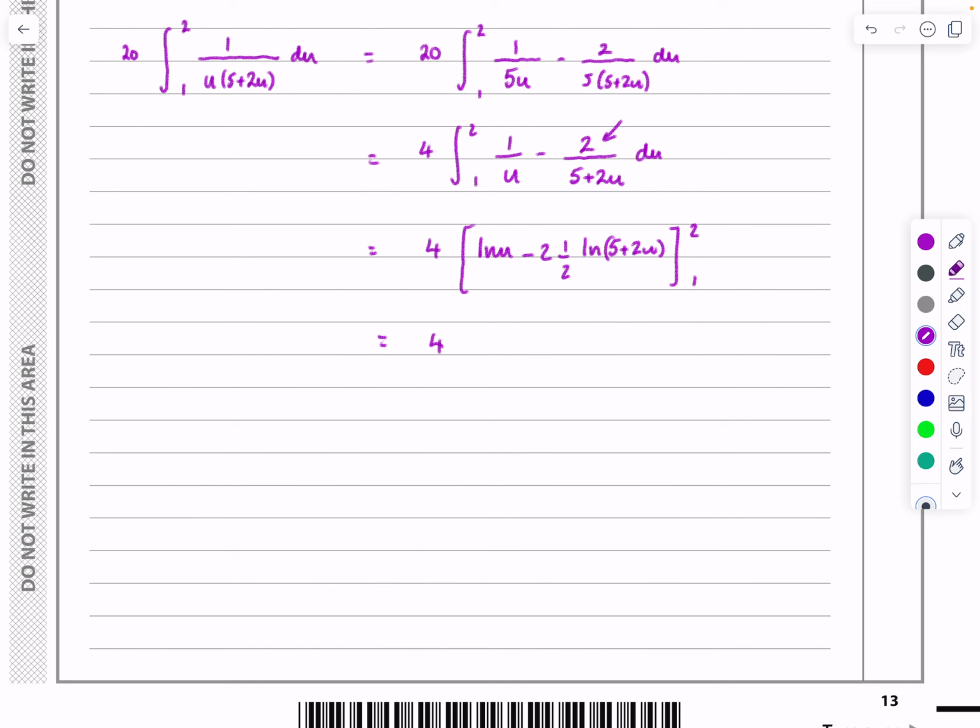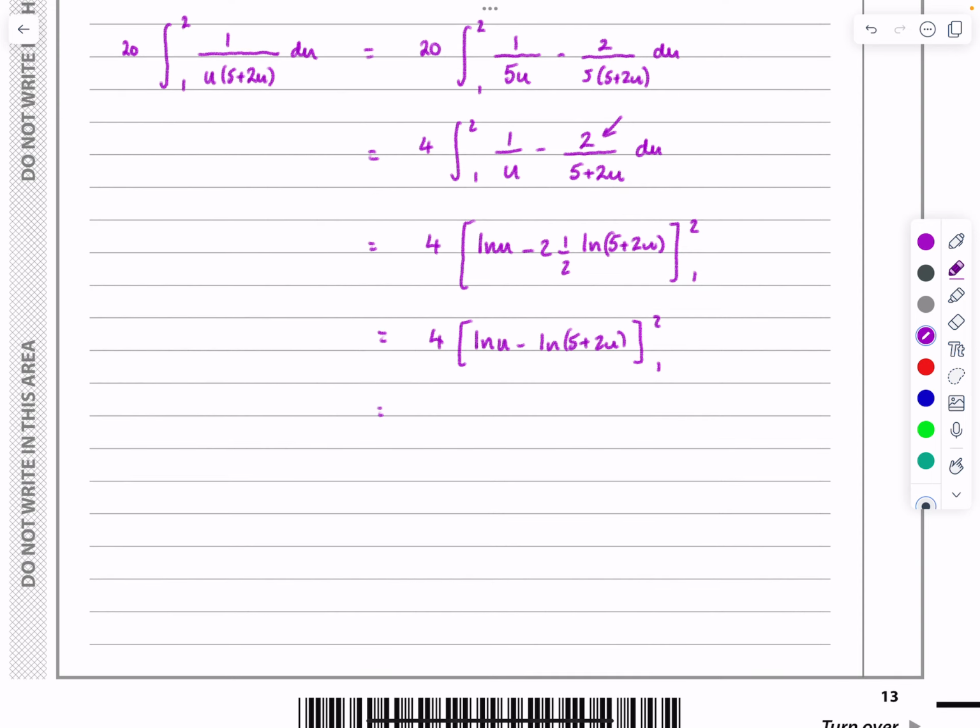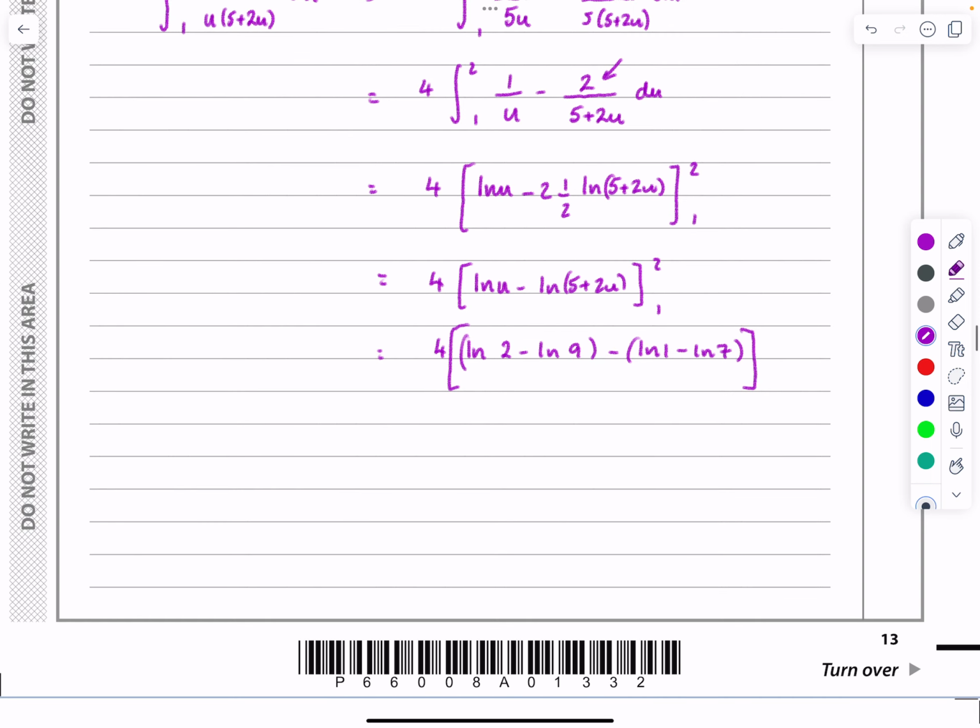So what have I got here? I've got log u minus log 5 plus 2u. Now, all between 2 and 1 here. Stick those values in. We're going to get equals 4 times log 2 minus log 9, minus, and then log 1, I'll put it in, but log 1 minus log 7 here. Put a square bracket around all of that. But obviously, log 1 is equal to 0, so that goes. Minus log 7 makes plus log 7.